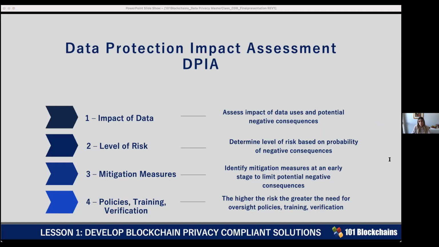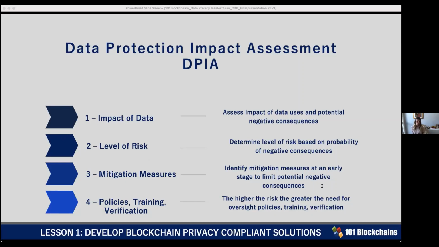So first of all, it is important to assess the impact of data uses, and also the potential positive but also negative consequences. Recognize the mitigation measures at the early stage in order to limit the negative consequences, determine which are the level of risk based on the probability of negative consequences. And of course, the higher is the risk, the greater is the need to have policies in place and to have also training and verification. And then of course, this assessment needs to be subject to evaluation and to continue monitoring.